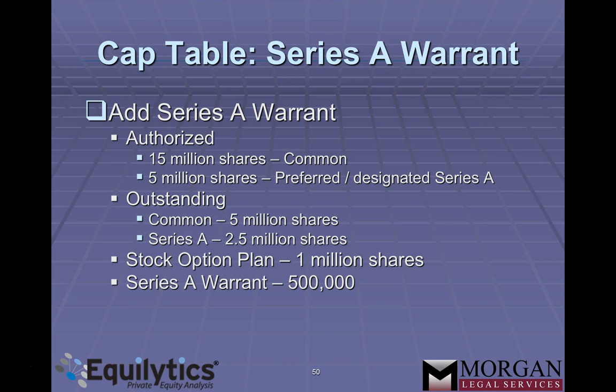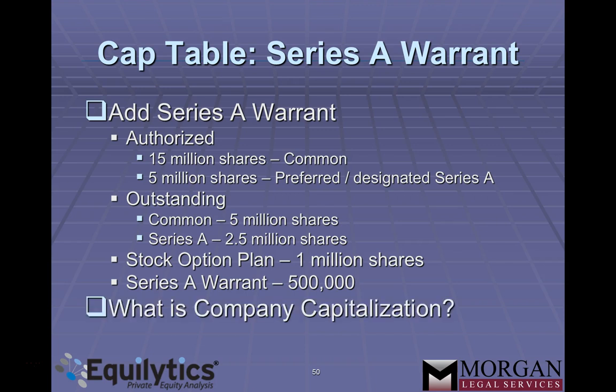Does it affect our authorized stock in any way? No. Why? Because we have enough Series A to cover it. We have 5 million Series A that has been authorized, of which only 2.5 million are sold. So we have 2.5 million left. Of that 2.5 million left, we're going to reserve 500,000 for the Series A warrant. We still have another 2 million left available. We haven't changed common coverage because we're still coming under the preferred total.